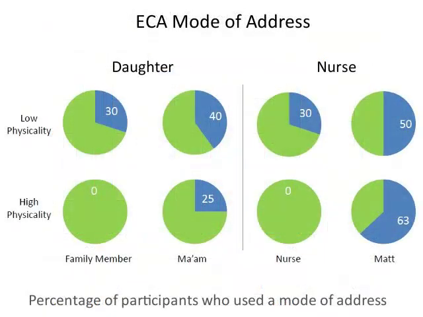We also found that high physicality reduced the use of impersonal or unnatural modes of address, such as nurse or family member, suggesting that physicality does have an effect on realistic behavior. In the low physicality condition, 50% of participants used either family member or nurse at least once when addressing an ECA, and 10% of participants used both forms of address. No participants in the high physicality condition used either mode of address.